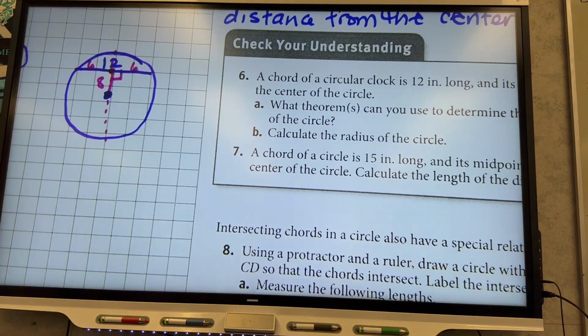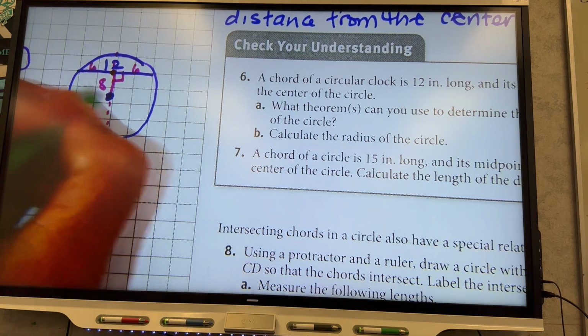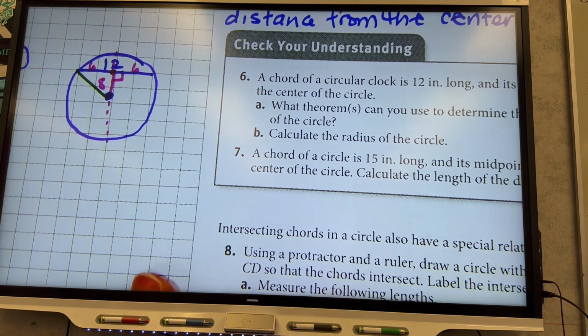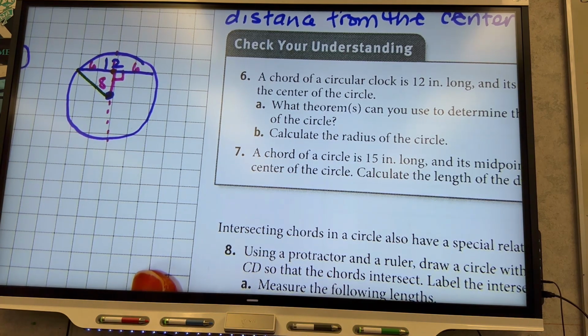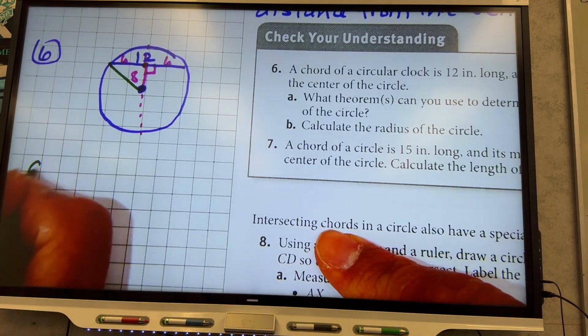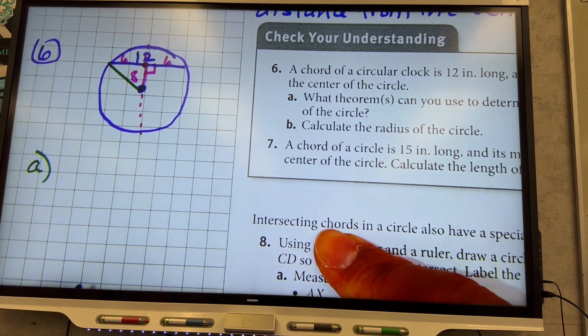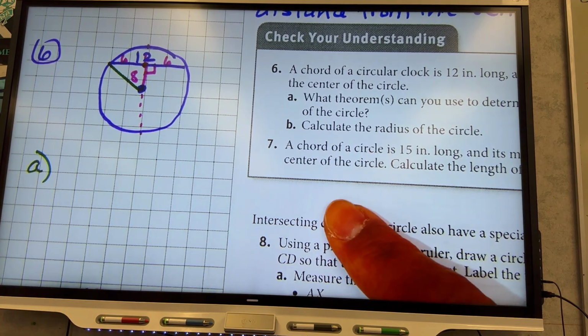So what theorems can we use to determine the length of the radius? We do not have a radius drawn on our picture. So let's add a radius in there. I'm going to add one right here. Why do you think I added it right there? To make a right triangle, right? Because what do you think I'm going to use now? The Pythagorean theorem. Exactly. Just like yesterday, you're going to be using right triangles and the Pythagorean theorem a lot.